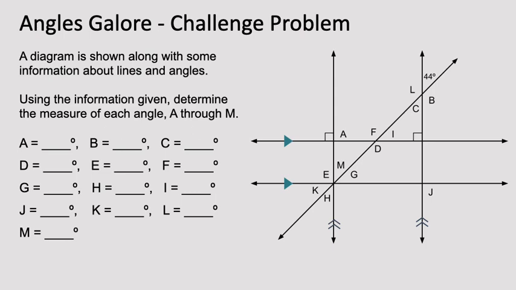So we know, first of all, that there are some right angles in this diagram, and that's a really good place to start. You will notice that there's a right angle that forms a linear pair with angle A. Therefore, the measure of angle A is 90 degrees. I think there's two other right angles in this diagram. Can you find them?